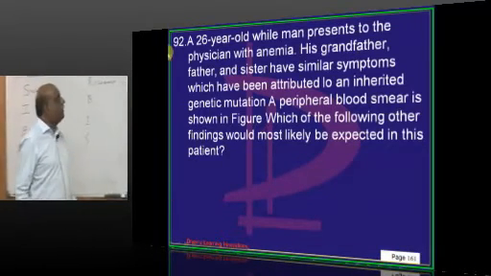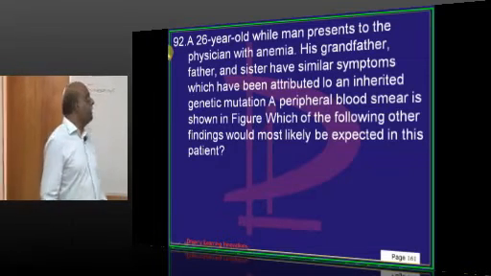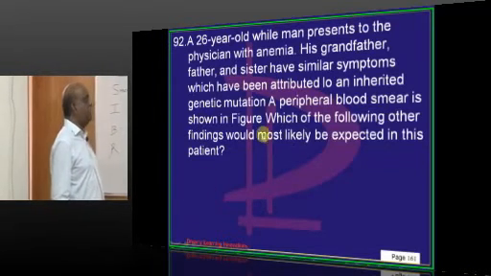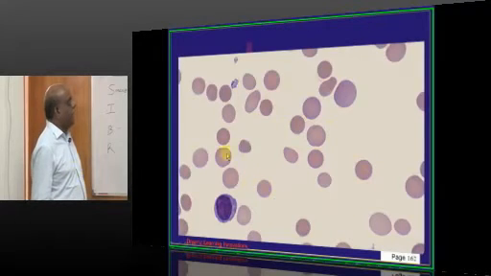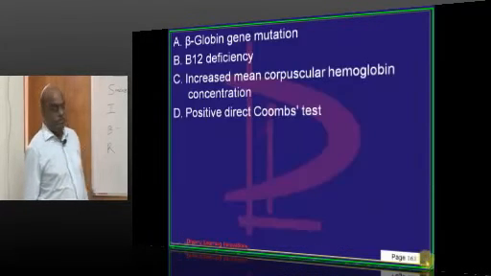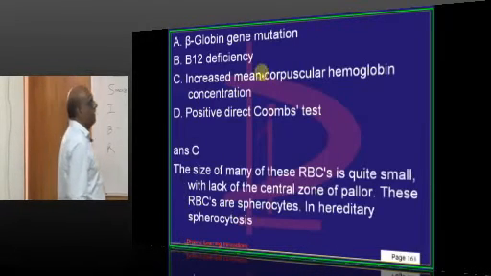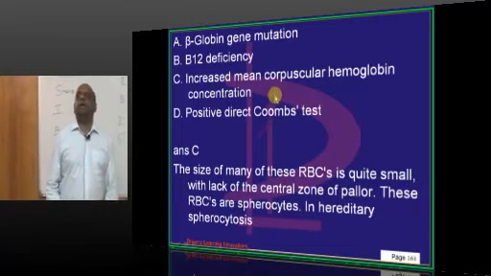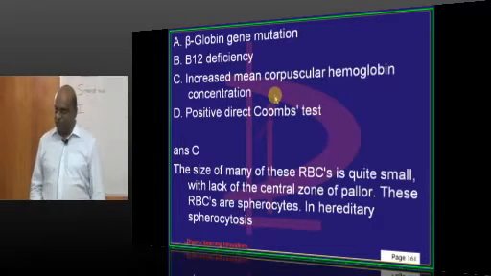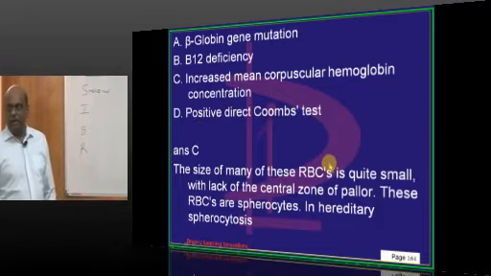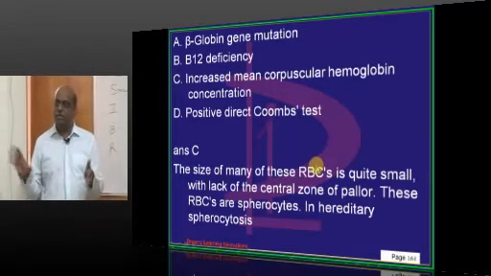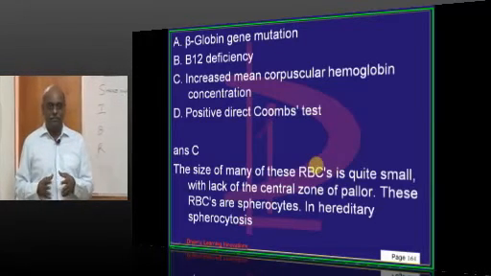A 26-year-old man presents to the physician with anemia. The peripheral blood smear is typically shown, and it is spherocytic, hereditary spherocytosis. There is an increased mean corpuscular hemoglobin concentration. And how will be the Coombs test? In hereditary spherocytosis, hemolysis is not autoimmune mediated.